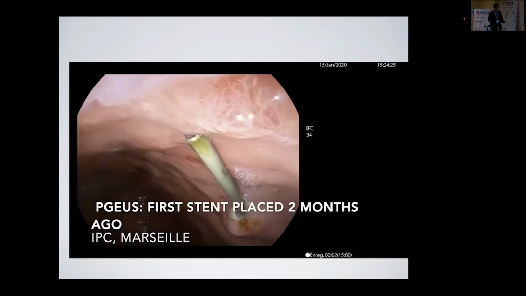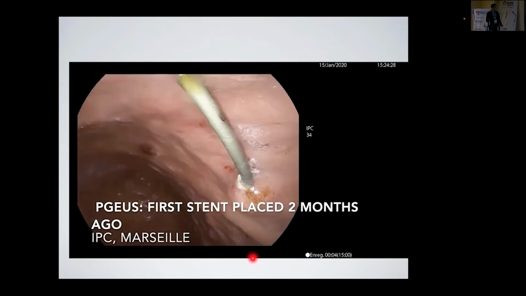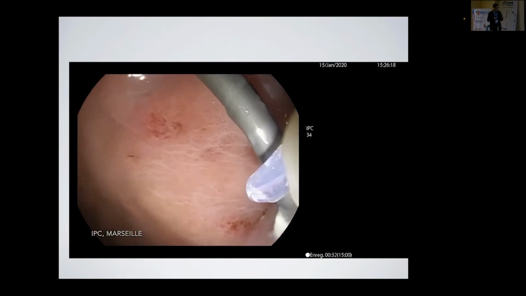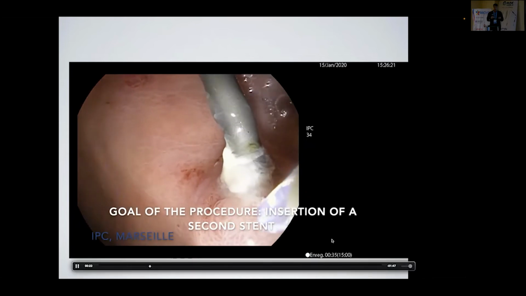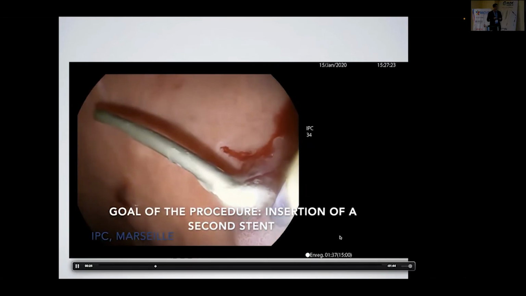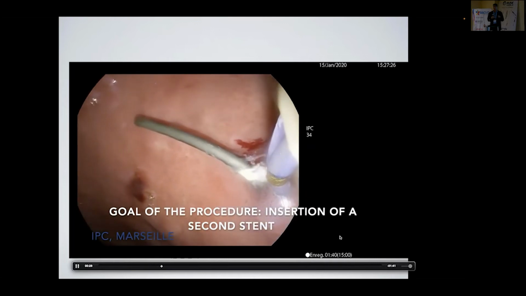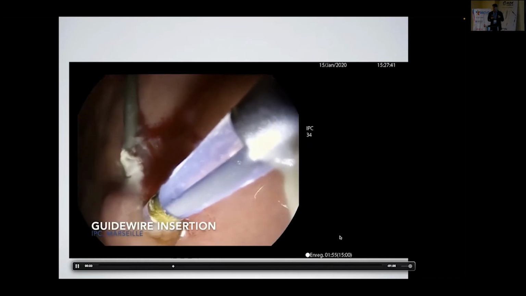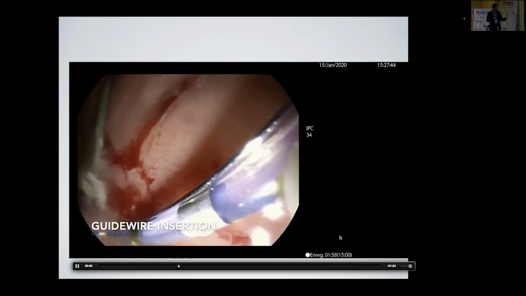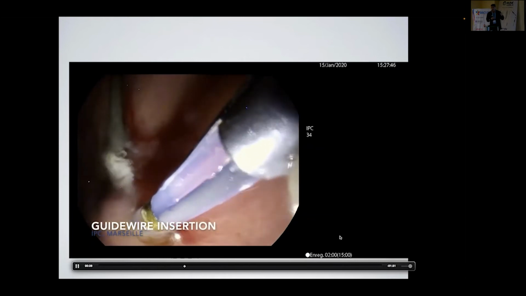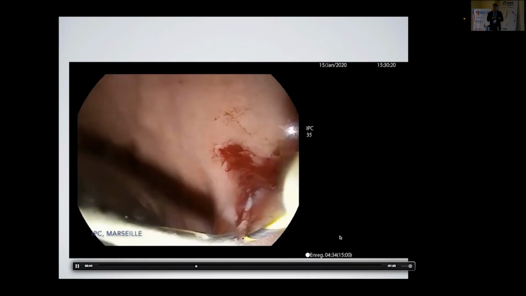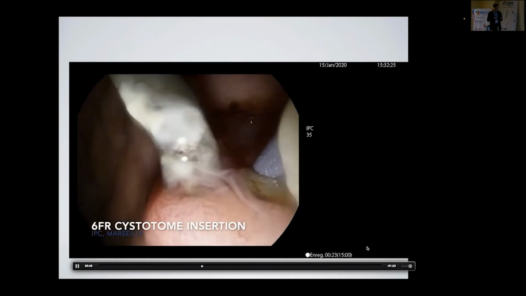So after placement of the stent, 1 month after, we place the second stent. The second stent to avoid delayed complication. The second stent allows to block the first stent. And in case of obstruction of the stent, like placement of 2 stents in drainage of pseudocyst, the pancreatic juice will be able to cross between the 2 stents, and so we create a permanent fistula between pancreas and stomach.